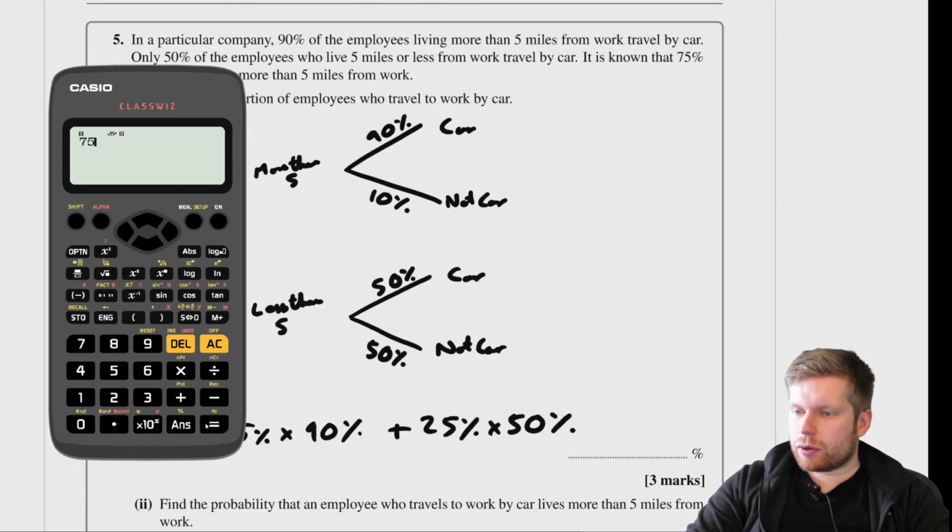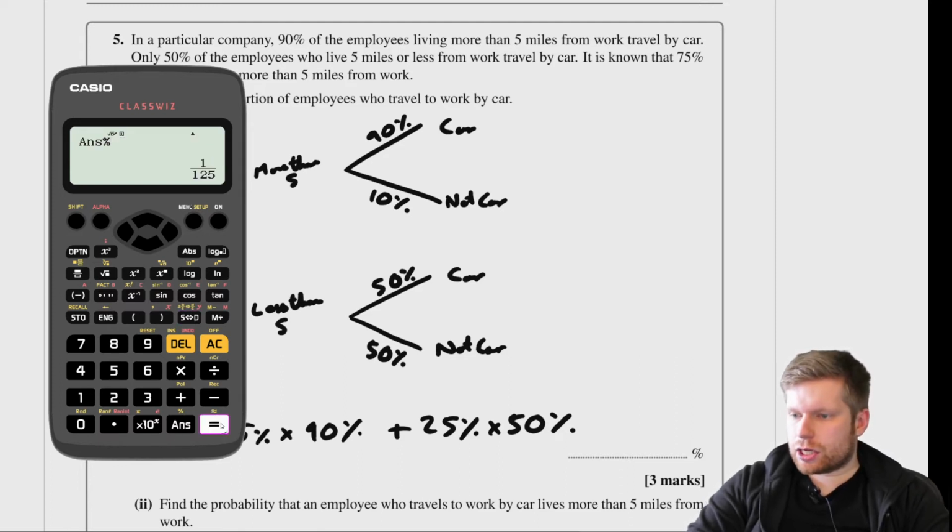We'll use 75. We go Shift, and then we want to type ANS to get the percentage. Then we're going to times that by 90%. Now, this percentage button may be slightly different on your calculator, so just have a little hunt around. Then I want plus 25%, so 25% times 50%. All right, fantastic. Let's get equals. It comes back as 4/5.